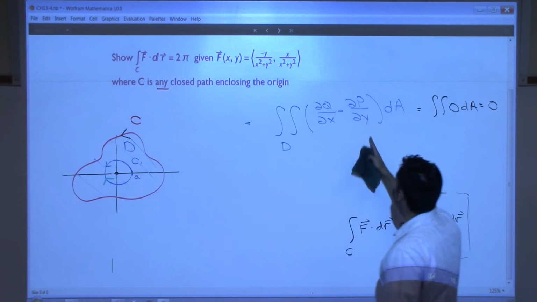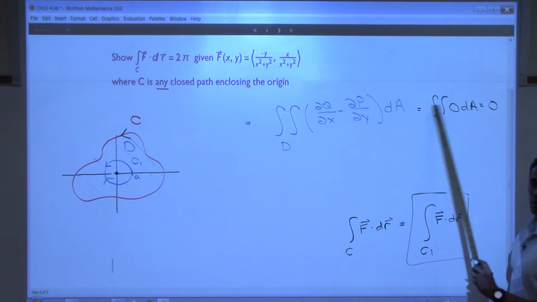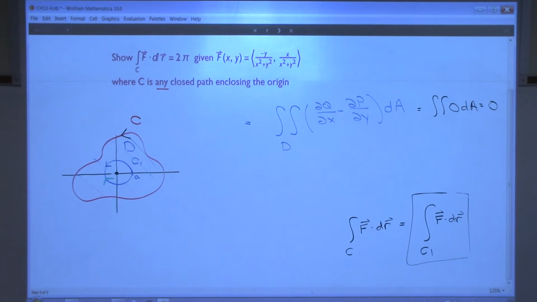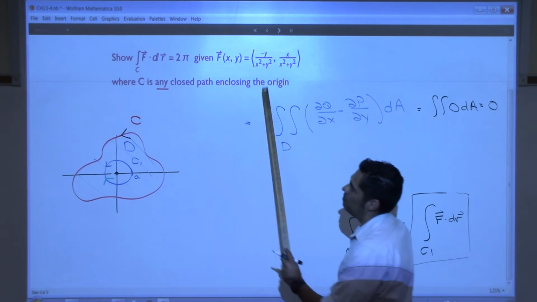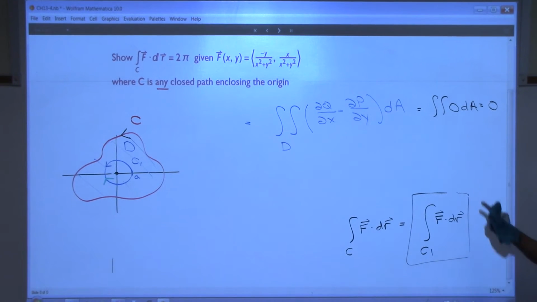Yeah, because that's 0. If those partials had not turned out to kill each other off, this wouldn't help us at all. Which is why when they tell you in a problem like this to show this is true, most likely when you go to Green's theorem, you're going to get zeros, or you're going to get 0 to come out.